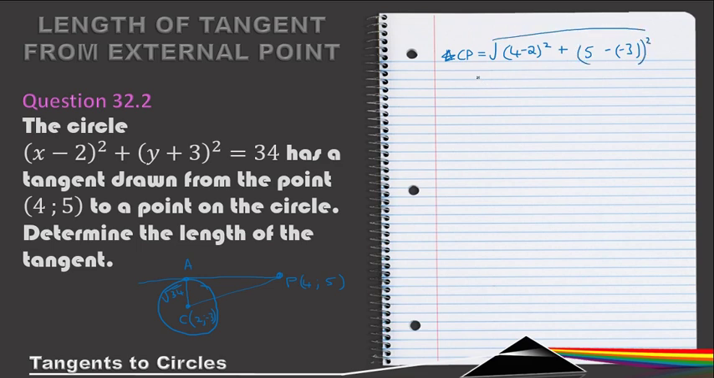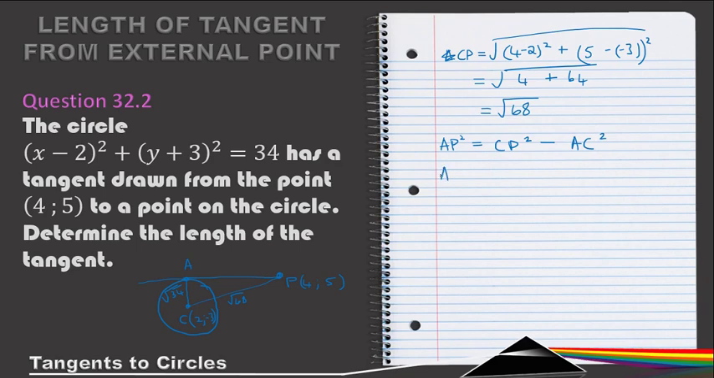And then we simplify. So this is 2 squared, which is 4, plus this is 8 squared, which is 64. This then will give us 68, the square root of 68. And then what's left is to find AP. Now AP squared will be equal to the long side, the hypotenuse, minus the other short side squared. So we have CP squared minus the short side AC squared.